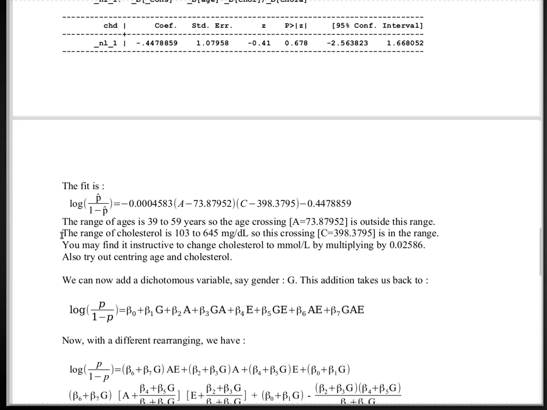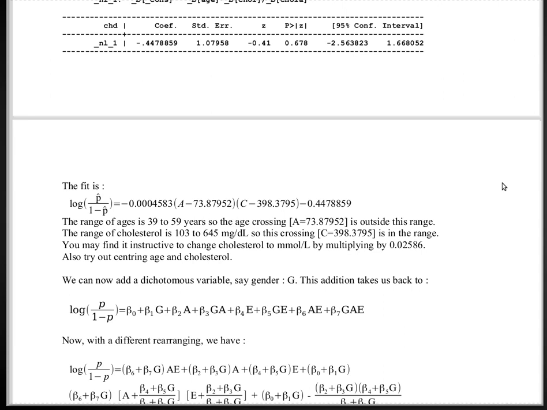On the other hand, the range of cholesterol values in these units is roughly 100 to 650, and we can see that the value of roughly 400 is in the range. So we can see that the impact of cholesterol on the log of odds of coronary heart disease and age depends on cholesterol. And there's a sign change here.